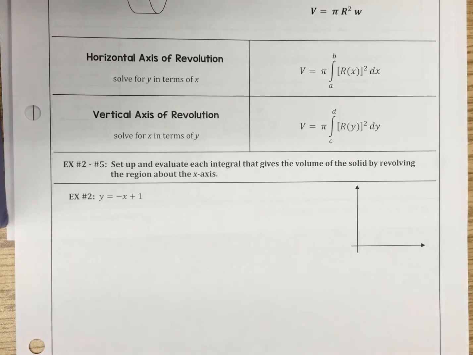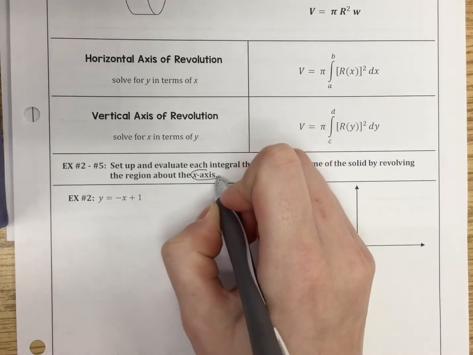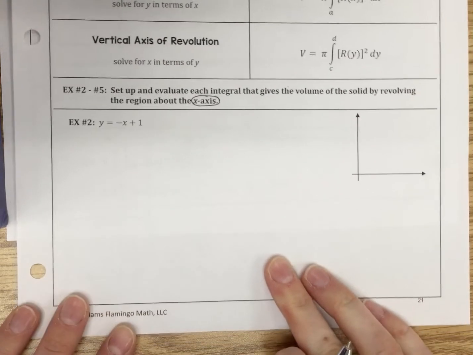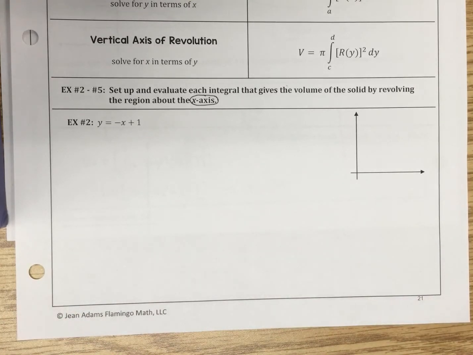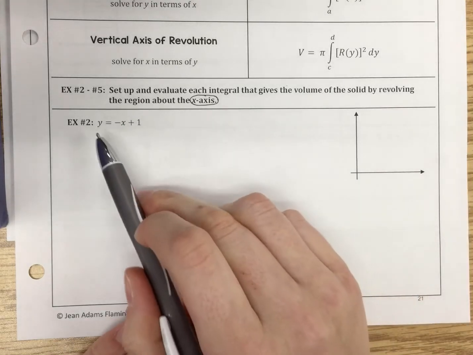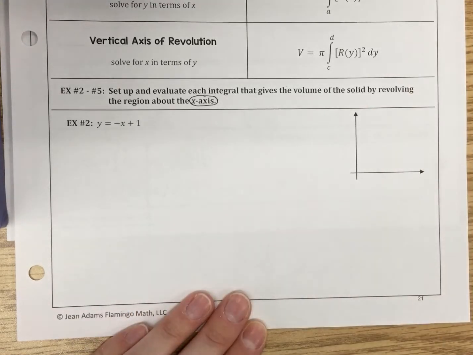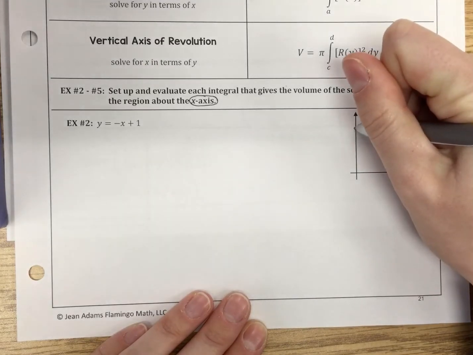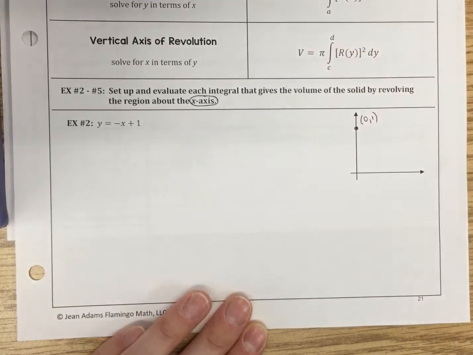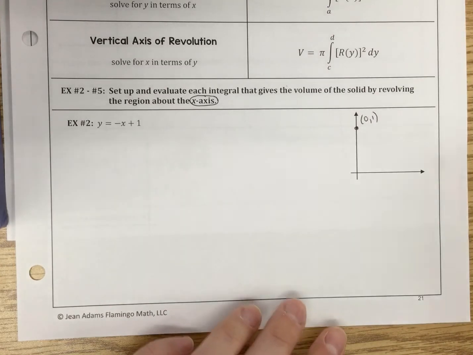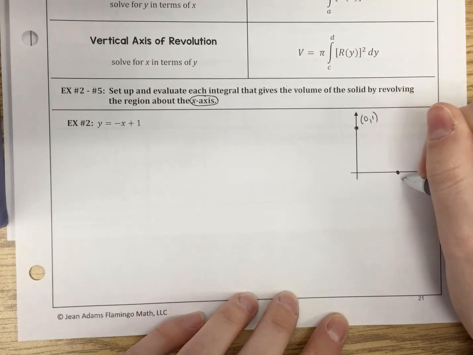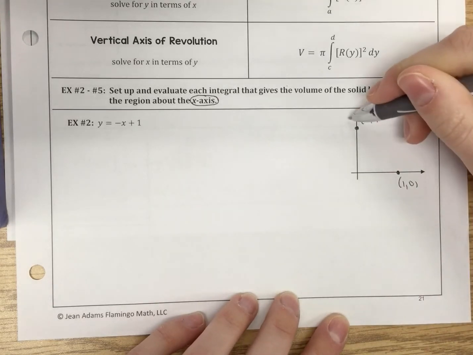Cool. All right, so examples 2 through 5: set up and evaluate each integral that gives the volume of the solid by revolving the region around the x-axis. Always start one of these off with a picture. It will always keep you on the right track. So we have this line, y equals negative x plus 1. That tells me that the y-intercept is up here at 1. And it just so happens that our x-intercept is also going to be at 1. So my line is going here.